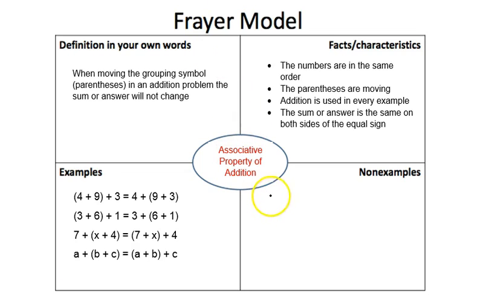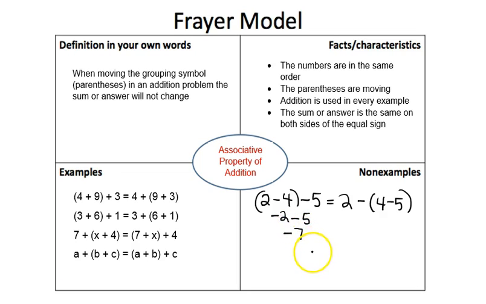So the first non-example I'm going to provide is 2 minus 4, let's put those in grouping symbols, parentheses, minus 5 equals 2 minus 4 minus 5. The reason this is not the associative property of addition is, one, because it's all subtraction. But let me show you why subtraction doesn't work in this property. In grouping symbols first, we would solve 2 minus 4, which is a negative 2. And if I took 5 away from a negative 2, I would end up with negative 7.